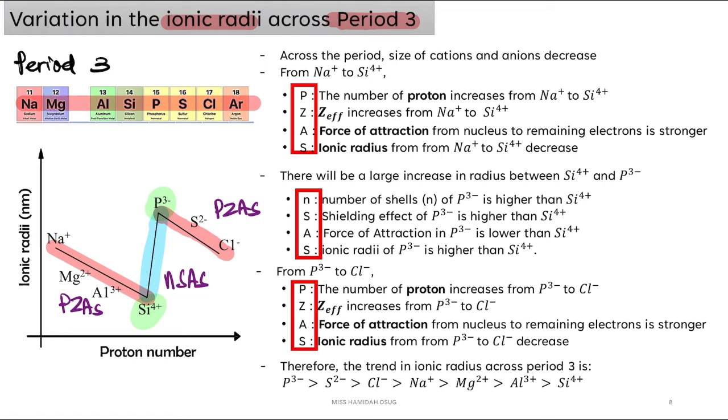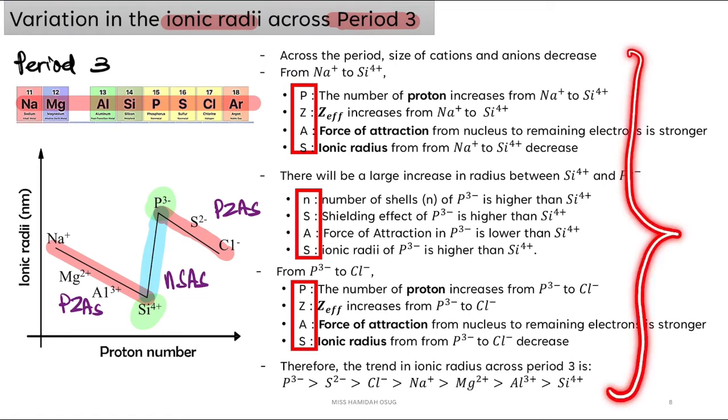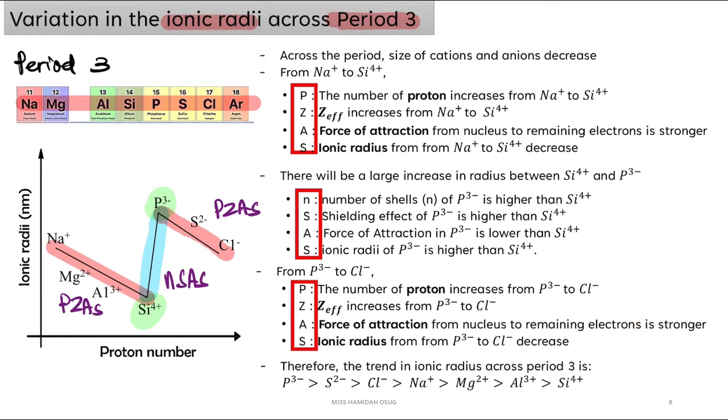So please bear in mind the last sentence there, the trend in ionic radius across period 3, okay, ianya akan bermula daripada P3-, S2-, Cl-, Na+, Mg2+, Al3+ dan juga Si4+. Meaning to say P3- paling besar dan Si4+ paling kecil.